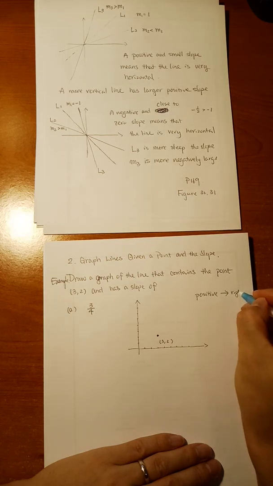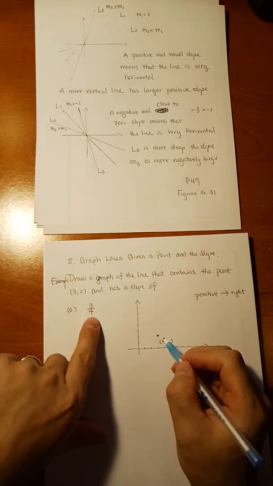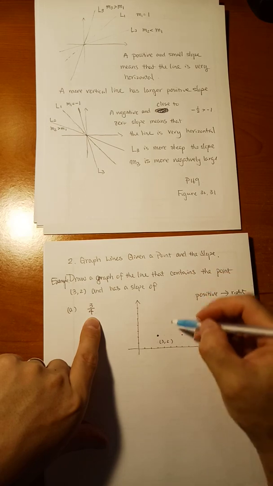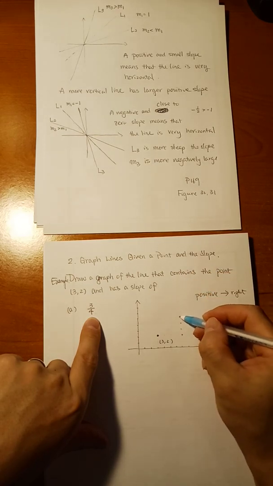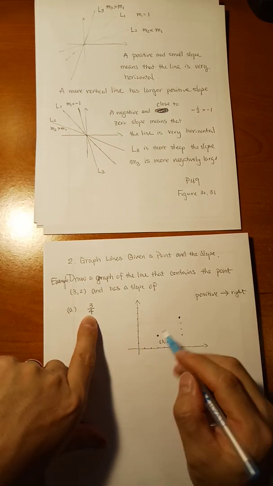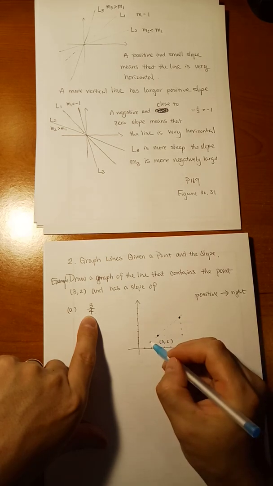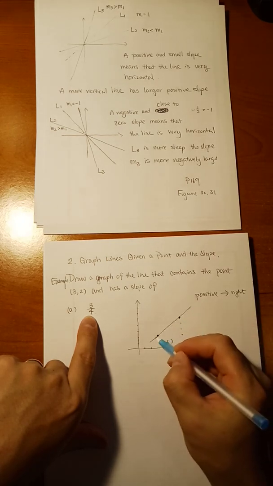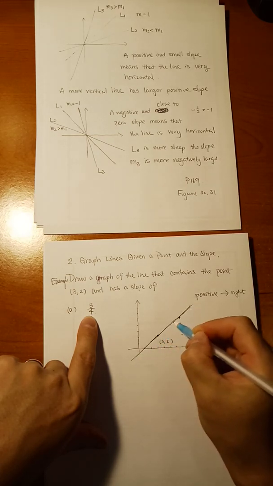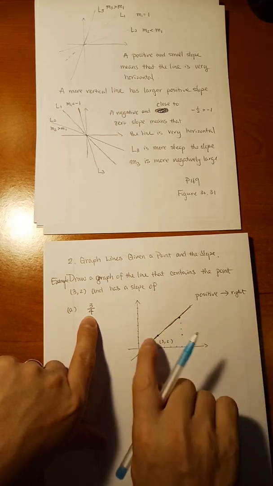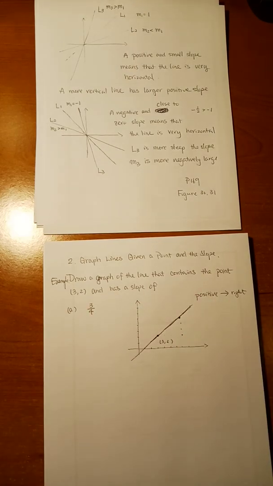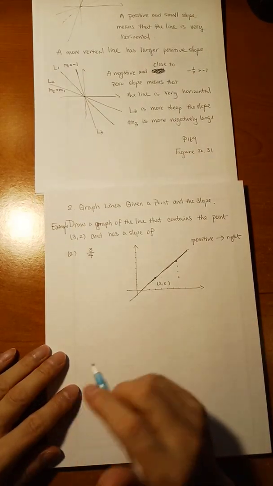How do I go to right? Horizontally, you move 4 units: 1, 2, 3, 4. Vertically, you move 3 units: 1, 2, 3. You have the second point. You see, 4 comes from the denominator, 3 comes from the numerator, and you connect those 2 points and extend the segments. This is a line. How do I know I go to the right? Because it's a positive slope. Positive slope, move to the right. Okay? So that's the first example.